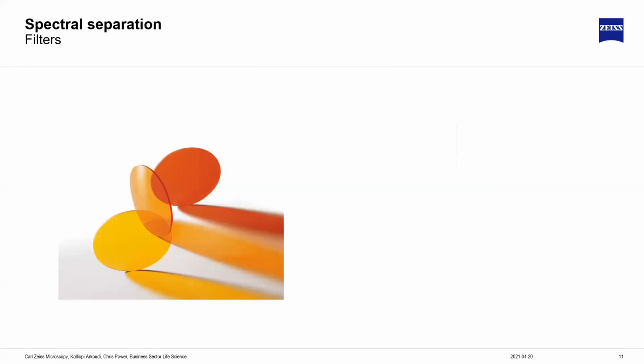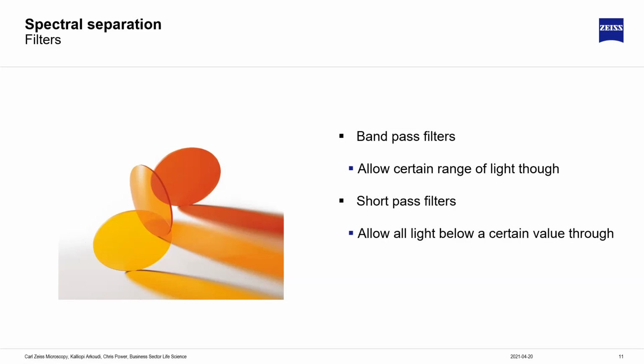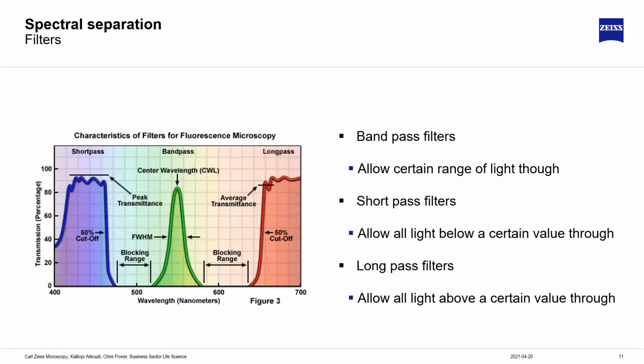Then in a typical fluorescence microscope, you would have filters in order to try and separate those colors. And filters really come into three categories. There would be band pass filters, which allow light of a certain wavelength to pass through. You get short pass filters, which allow light shorter than a certain wavelength to go through. Long pass filters allow light longer than a certain wavelength. So here on this graph on the left, you see three typical filters. Here we have a band pass, which would just allow a short band in the middle, a long pass in the red, and a short pass in the blue.